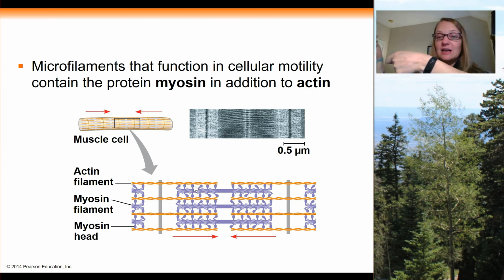And the heads kind of play almost like tug of war. And they pull on the actin filaments, allowing your muscle cells to contract, or they can relax and release those actin filaments, allowing your muscle cells then to extend. And this is essentially the basis of how your muscle cells and your muscle tissue ends up contracting and relaxing.